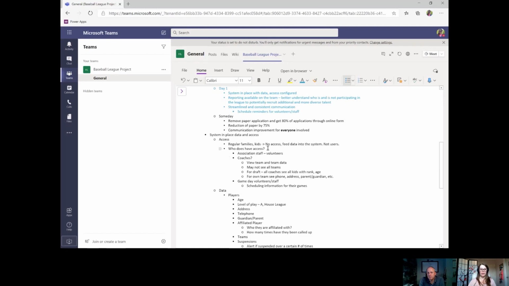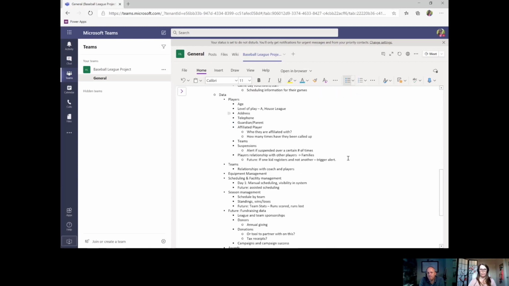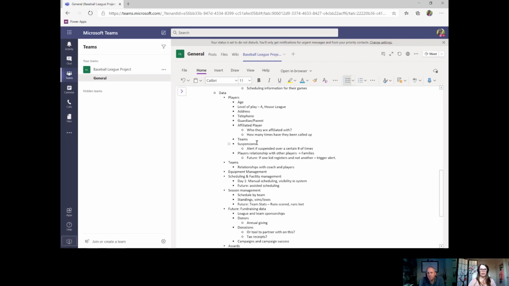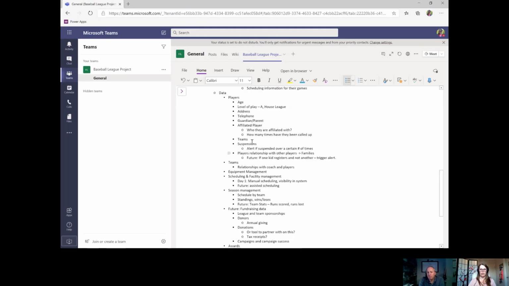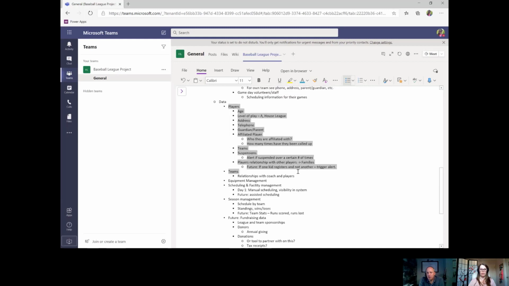Regular, I think here, when we're talking about day one, only our association is still going to have access, right? Yep, I would agree. Coaches, we'll figure that out later. But in terms of data, I was going to say everything, but I might change my mind, because I think equipment, scheduling, and fundraising we don't need to worry about. But all the player and team data, we care about all of that.